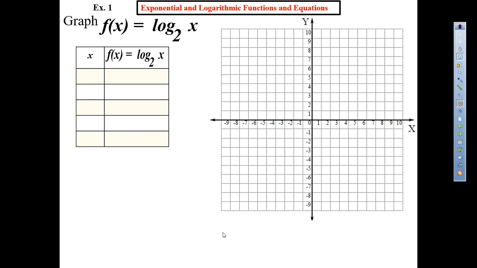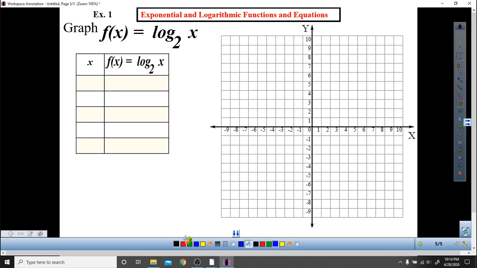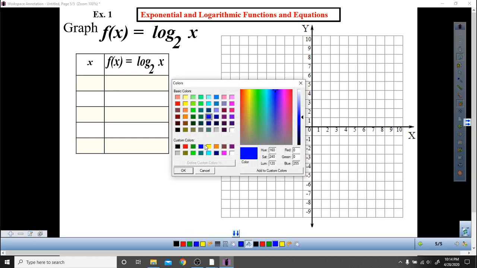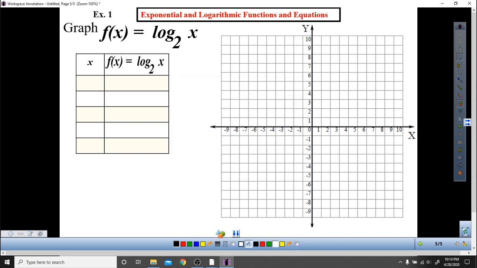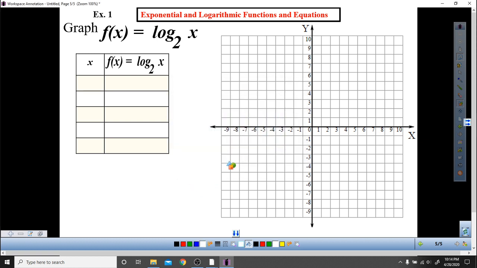Hold on. Let me change this. Alright. So they're going to change this like this, and they're going to ask you to graph f of x equals log x.